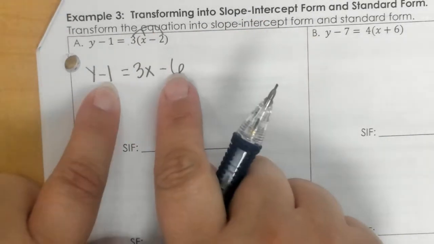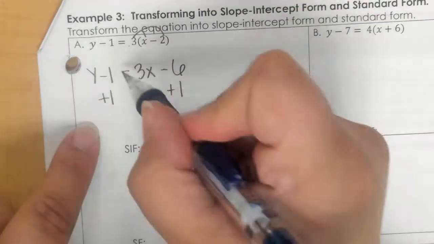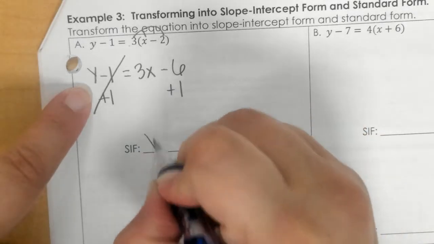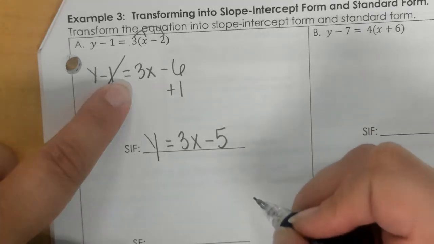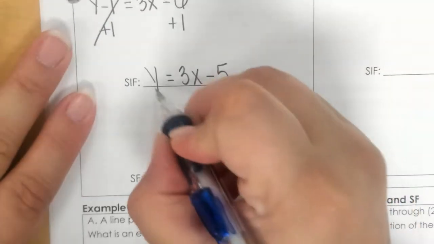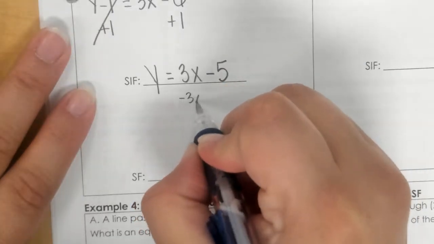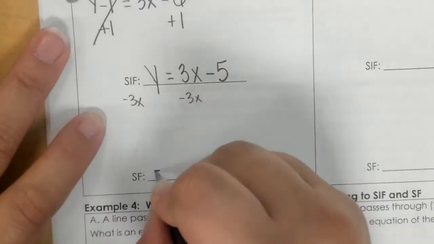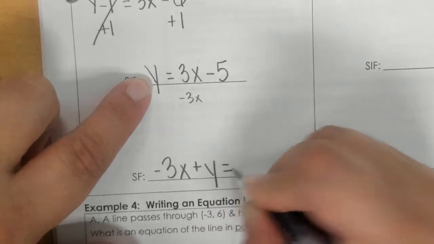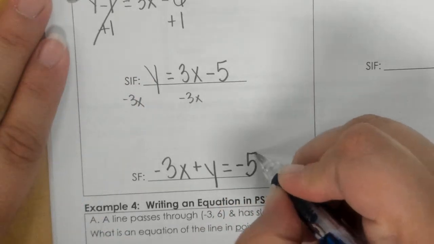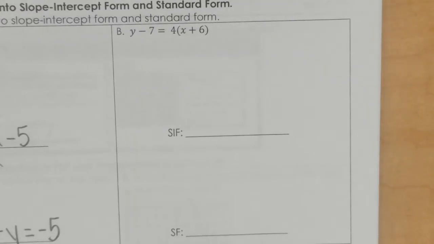Now if I look, negative 1 and negative 6 are my like terms. So I'm going to add that 1 to the other side. I've got y by itself. That equals 3x minus 5. Okay, so now to get the x and the y together for standard form, I want to subtract that 3x to both sides. So I have a negative 3x plus that y equals my negative 5.